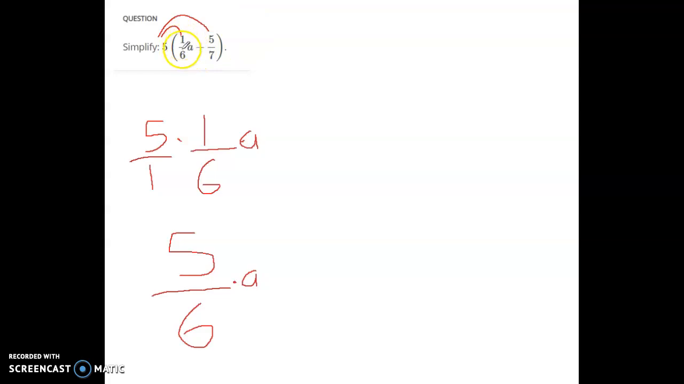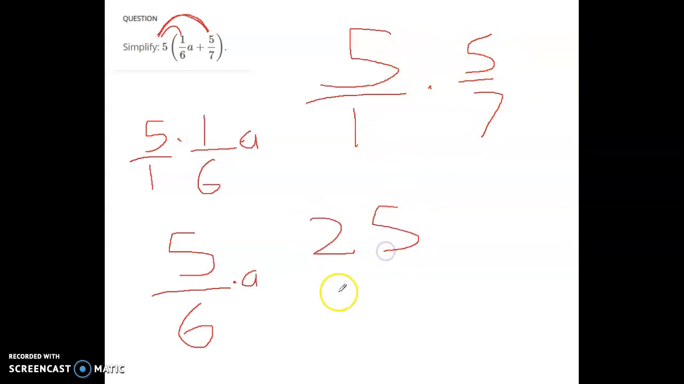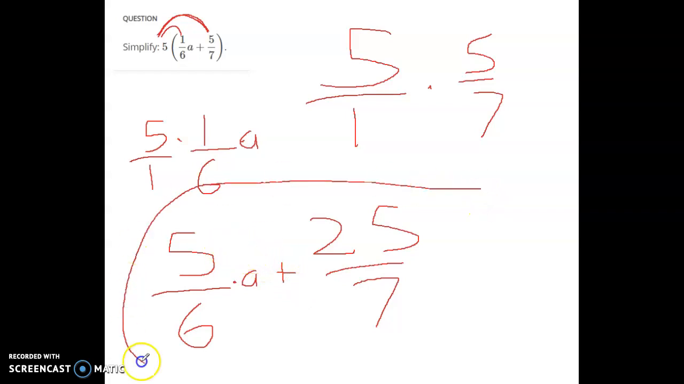Any variable like this with a coefficient, with a number in front of it, if it's multiplied by another number, we just multiply the numbers together and get a new coefficient, a new number in front of the variable. And our second part of the distribution is do the 5 times the second number. So again, as a fraction, it's 5 over 1 times 5/7. Top times top gives me 25. Bottom times bottom gives me 7. And so my final result is right there. So those two terms, the 5 times the first term plus 5 times the second term.